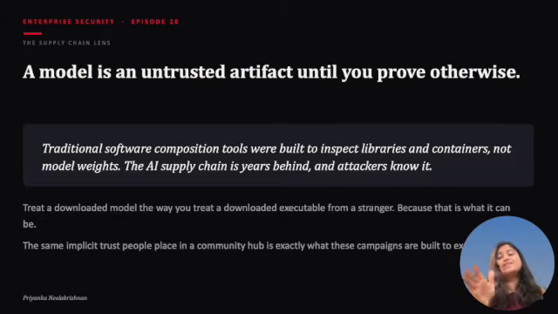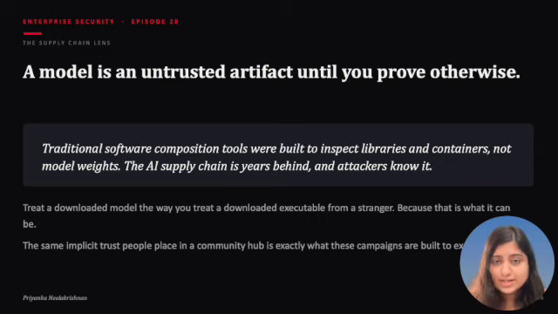So, here's the reframe. A model is an untrusted artifact until you prove otherwise. I repeat, a model is an untrusted artifact until you prove otherwise. Traditional software composition tools were built to inspect libraries, dependency manifests, and container images. They were not built for model weights. The AI supply chain is years behind the traditional one in oversight and tooling, and the attackers know it. That gap is exactly what they are working.